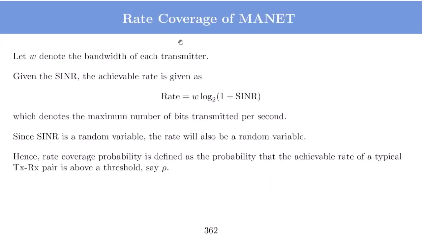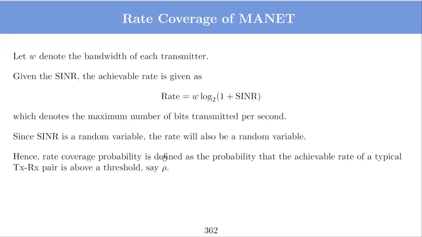The third parameter which we want to discuss is also rate coverage, right? So SINR coverage is fine. You want to make sure the SINR is above some threshold to ensure that your transmission is successful. But the other factor would also be important, which is what is the data rate you are able to transmit, right? And to compute that, we have this rate coverage parameter, which tells you the probability that the rate of the typical pair is more than some threshold.